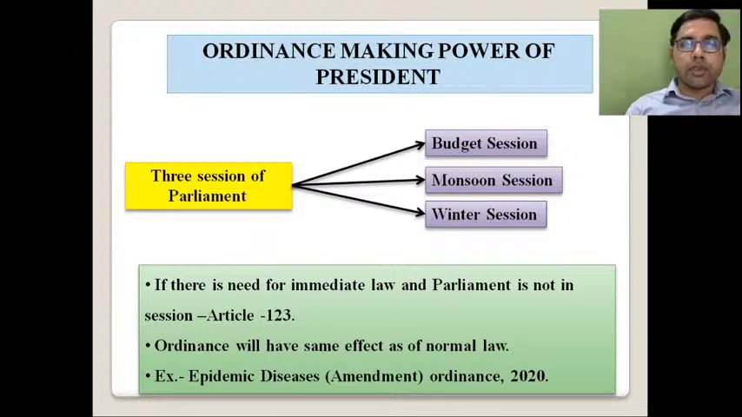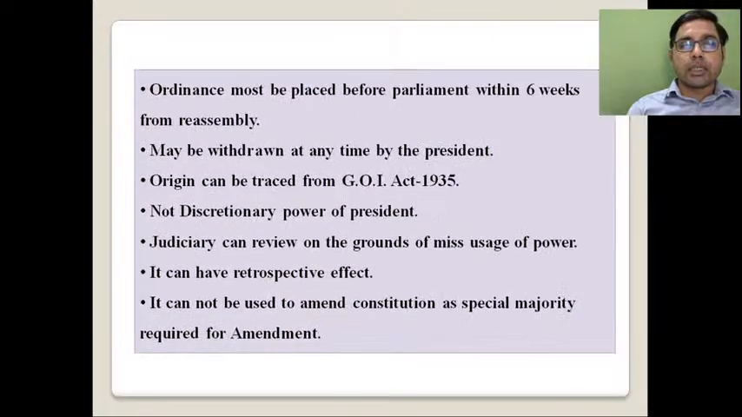And because of that, immediately, since there was a need that doctors should work in such a crisis situation which we were referring to as a health emergency situation, Epidemic Diseases Amendment Ordinance 2020 was introduced by the President on the advice of whom? Union Council of Ministers. So here I am saying when one or both the houses of parliament are not in session, and when there is an immediate need for a law, then under Article 123 the President of India can promulgate an ordinance.